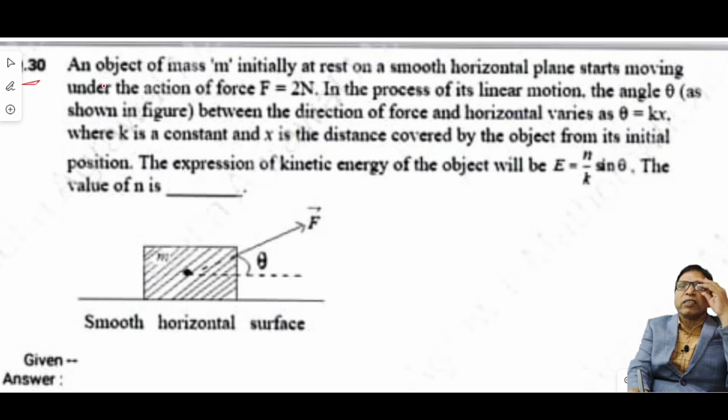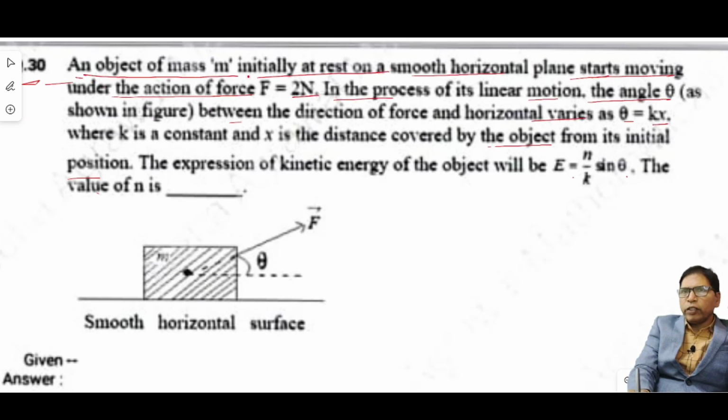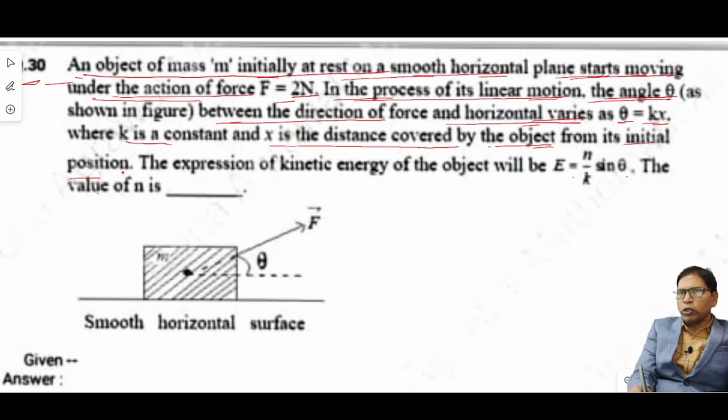Question number 30. An object of mass m, initially at rest on a smooth horizontal plane surface, moves under the force of 2 Newton. In the process of linear motion, the angle theta between the direction of force and horizontal varies as theta equals kx, where k is a constant and x is the distance traveled by the object from the initial position. Now, the expression of kinetic energy.